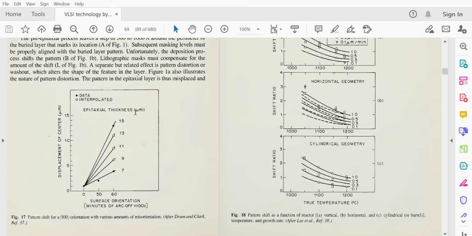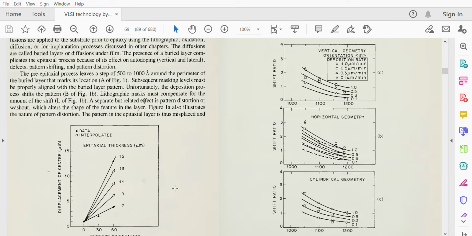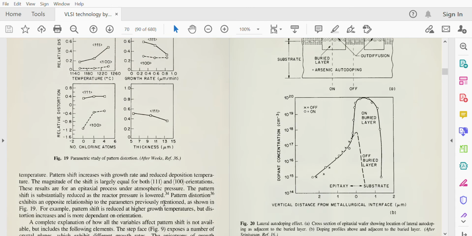This is the epitaxial thickness in micrometers. The unit is micrometer. So as the surface orientation in the direction 100 is increasing, the displacement of the center is also increasing. These diagrams suggest that if I diffuse something under the epitaxial layer, then that particular diffusion causes a shift in pattern and design of the epitaxial layer or my IC. Nothing else.